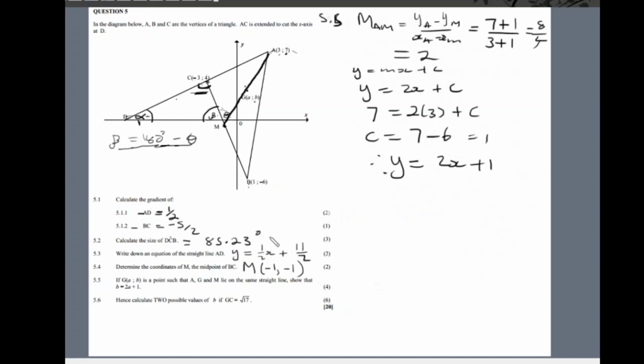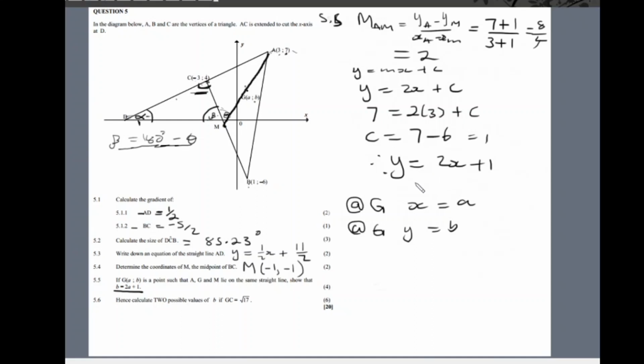So now we want to show that b is equal to 2a plus 1, right? We notice that b is the y coordinate of G, right? So we know that at G, x is equal to a, right? And then also at G, y is equal to b, right?